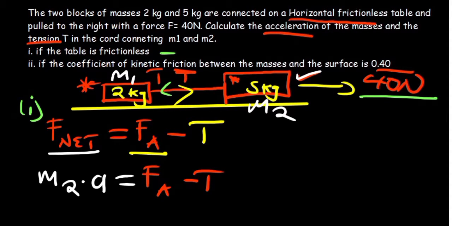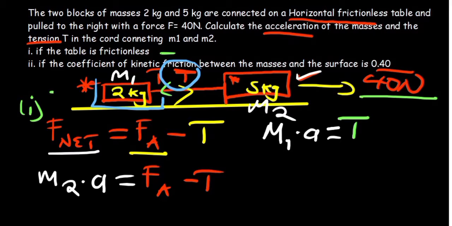We can now look at the smaller mass. What is making it move to the right? It's the tension. We work with the relationship of the net force. The net force is the product of the mass, which is m1, and the acceleration, which we also don't know. What is making it move to the right is the tension acting along the rope. So we have the tension. Is there any force that is opposing it to the left?